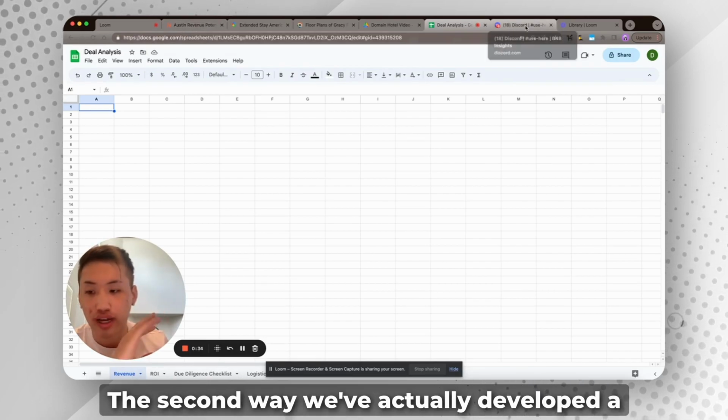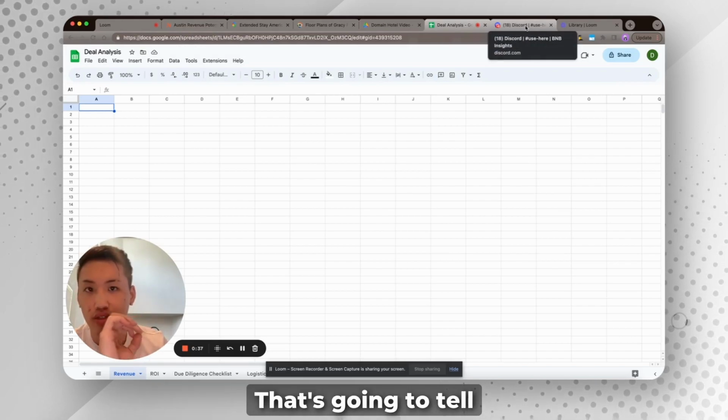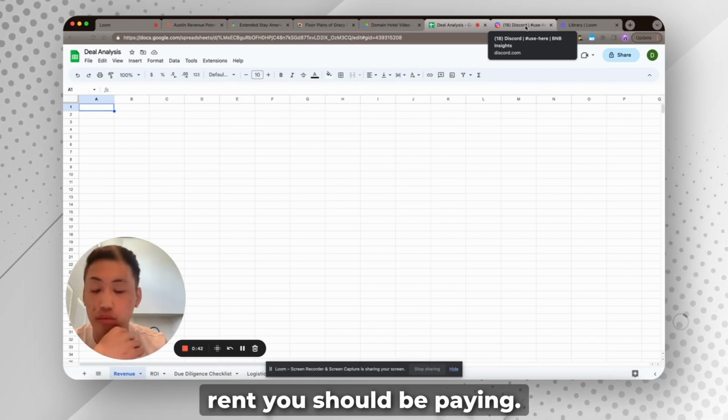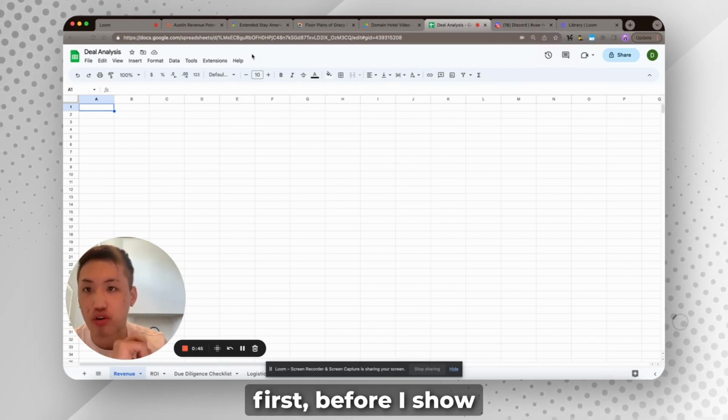And the second way, we've actually developed a proprietary bot tool that's going to tell you the average revenue. It's going to give you graphs. It's going to tell you the safe rent, the max rent you should be paying. But let me show you the Airbnb way first, before I show you the proprietary tool.